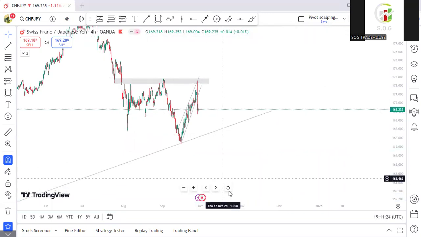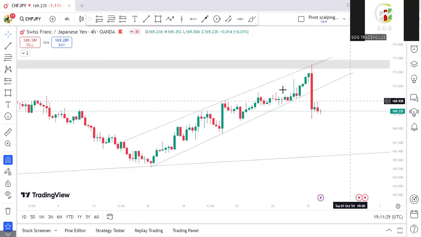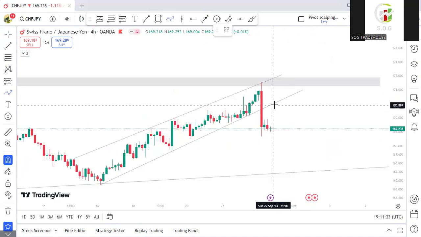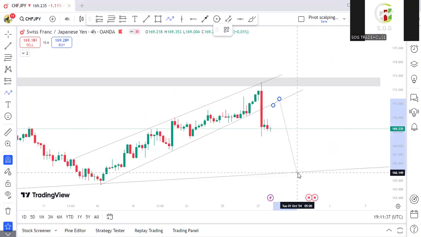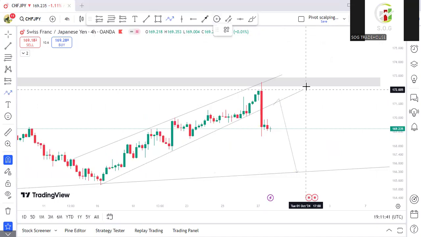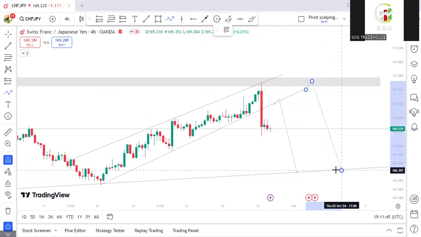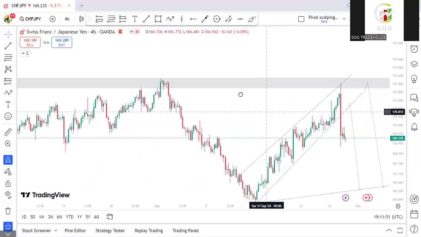So it's the same thing as GBPJPY, but on this one, either we get the retest of this trend line and take the move to the downside, or the market retraces back to this level of resistance to continue with the sell move to the downside. So this is my analysis on CHFJPY.